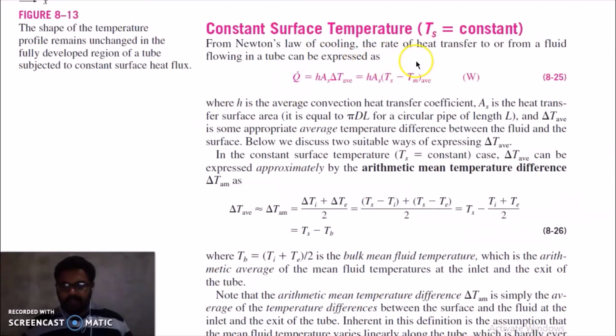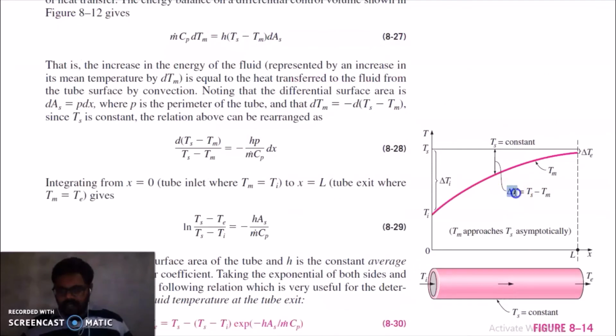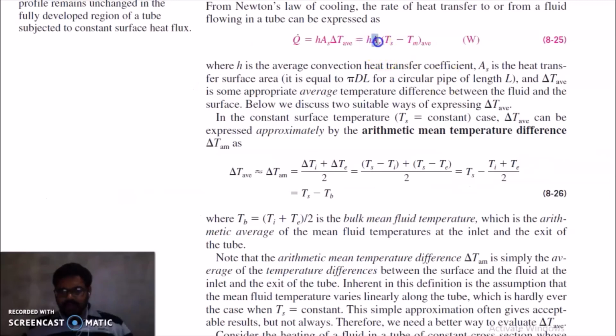So from Newton's law of cooling, the rate of heat transfer to or from a fluid is given by the heat transfer coefficient, times the surface area of the tube, times del T average, where del T average is equal to Ts minus Tm average. You can see del T is varying, which is Ts minus Tm. Here del T is maximum, here del T is minimum, so we have to take the average. So here As is the total heat transfer surface area, which is equal to pi D L, and del T average is some appropriate average temperature difference between the fluid and the surface.